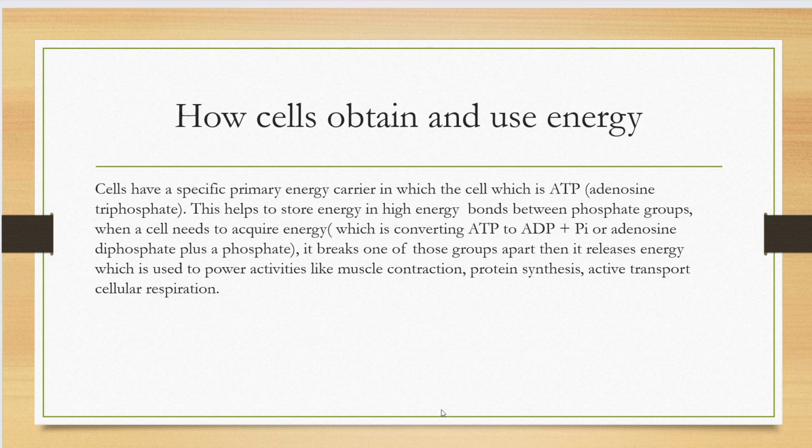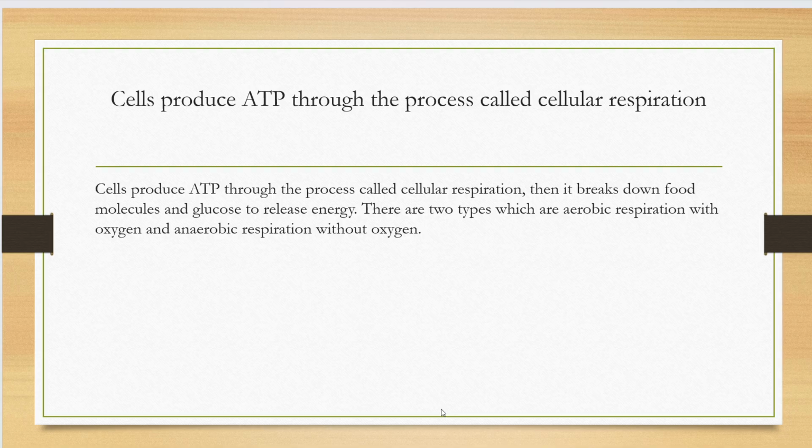It breaks one of those groups apart, then it releases the energy, which is used to power activities like muscle contraction, protein synthesis, active transport, and cellular respiration. Cells produce ATP through the process called cellular respiration.